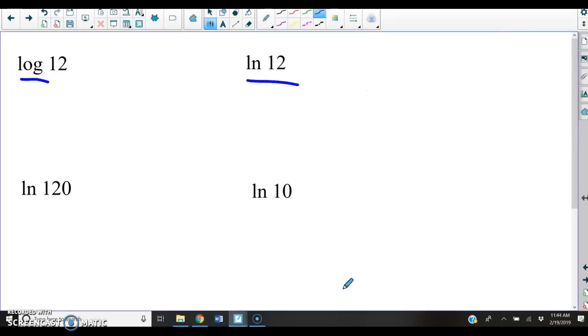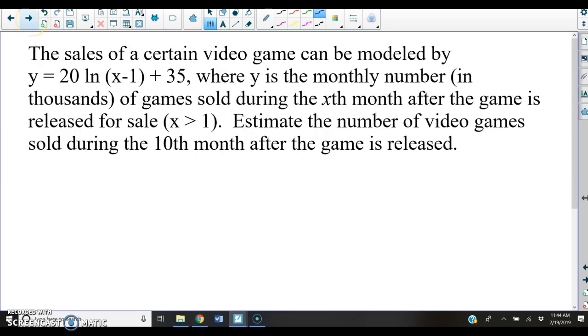Right? So if you need help finding logarithms on your calculator, let me know. And here's using it, and then we're going to break and do a second day of this. Okay, someone already came up with this. The sales of a certain video game can be modeled by this expression, where y is the monthly number in thousands of games sold during the x month after the game is released for sale. So they're not talking the first month, they're after the first month. So estimate the number of video games sold during the 10th month.